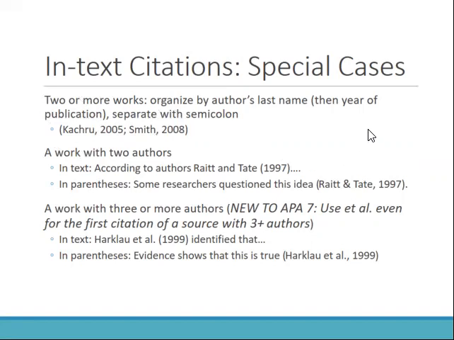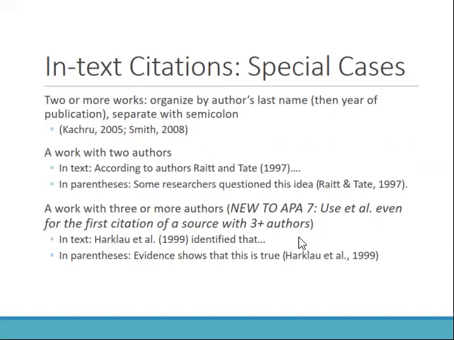If you've got a work by two authors, in the text, you use the word and between the last names. If you're citing in parentheses, you use an ampersand in between the last names. If you have a work with three or more authors, you use et al., which means and others.